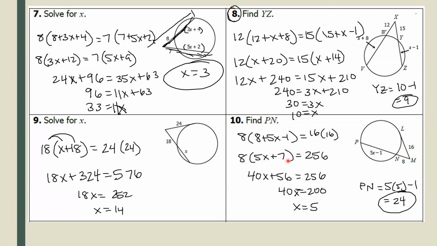Combine your like terms in your parentheses, distribute your 8, subtract 56 from both sides, and divide by 40. So we got x equals 5. Then to answer the question, to find the length of PN, PN is right here. It's the piece on the inside of the circle. So that's 5x minus 1. X was 5. 5 times 5 is 25, minus 1. Our final answer there is 24.